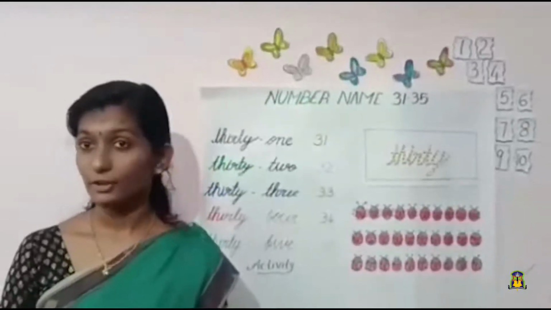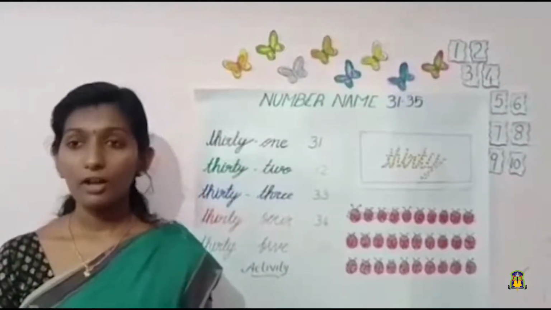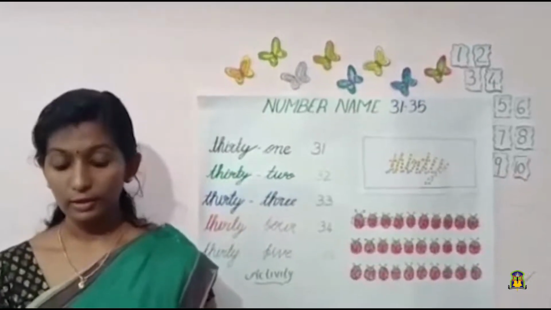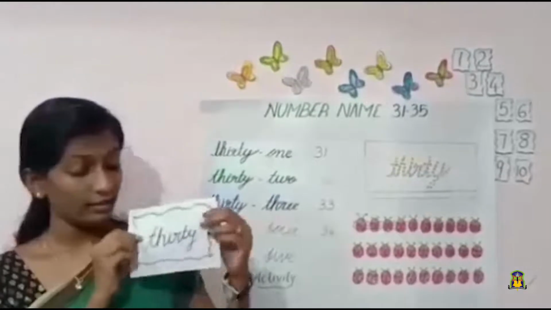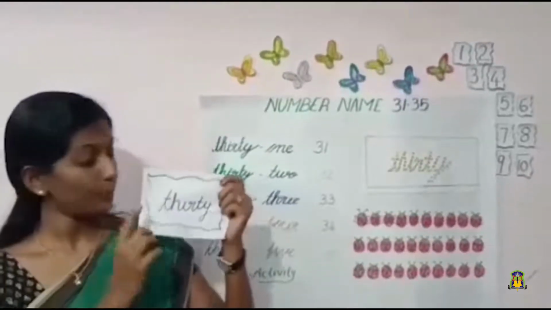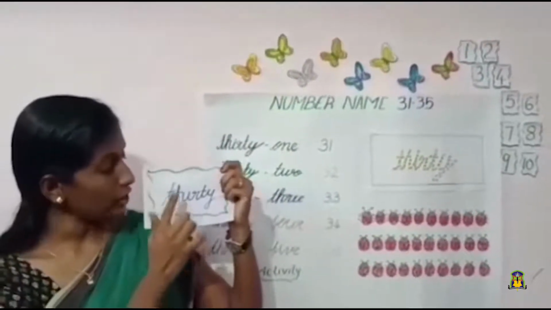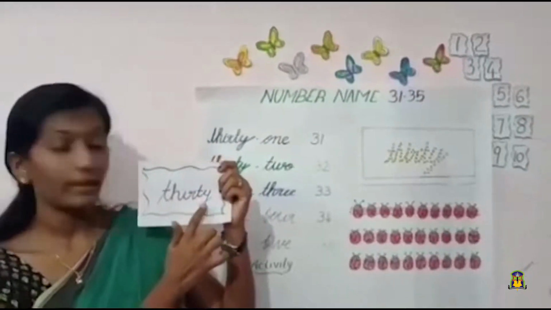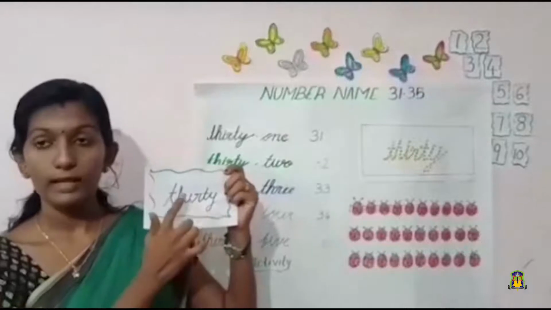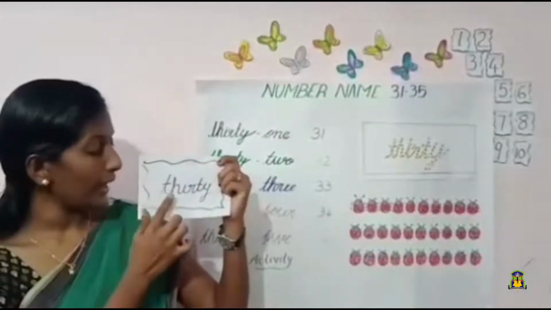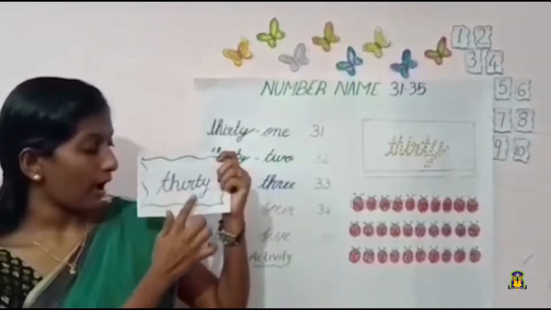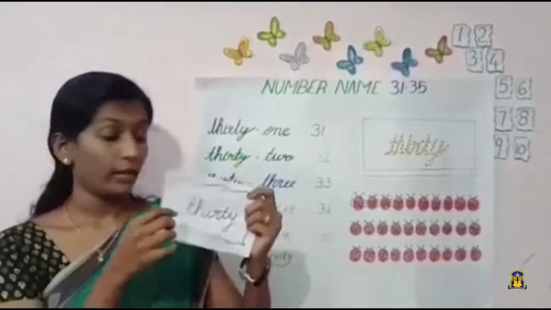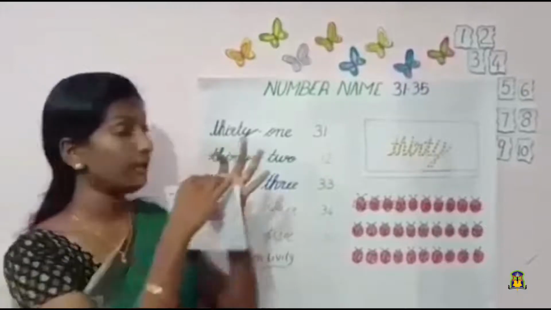Children, did you enjoy this rhyme? How can we write 30? Look at this. Spelling of 30. T-H-I-R-T-Y, 30. Once again, T-H-I-R-T-Y, 30. Now ma'am is going to paste this 30 on here.